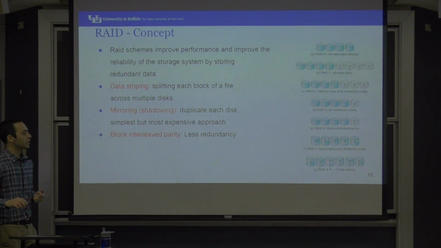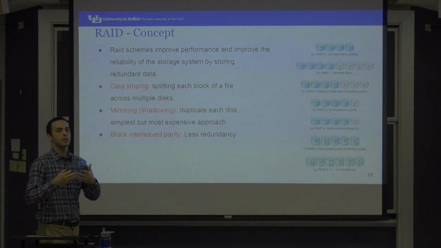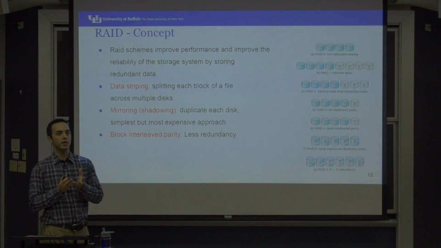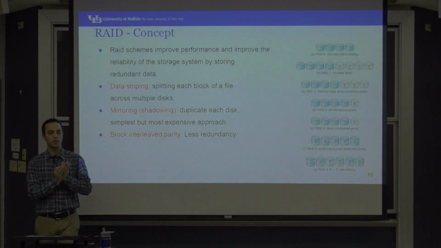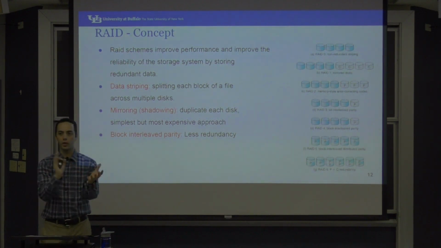The other one is mirroring or shadowing, which is duplicating your data onto multiple disks. The same data, instead of breaking it up, but instead of just writing it once, you're writing it twice.